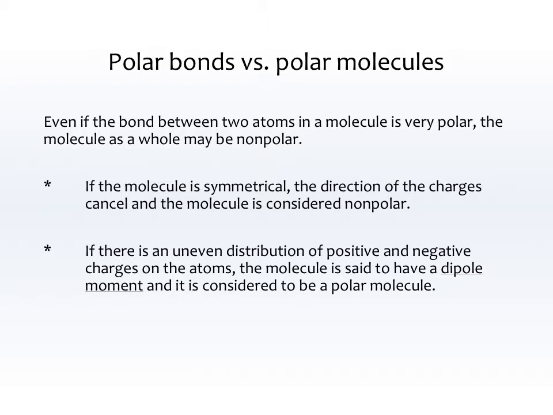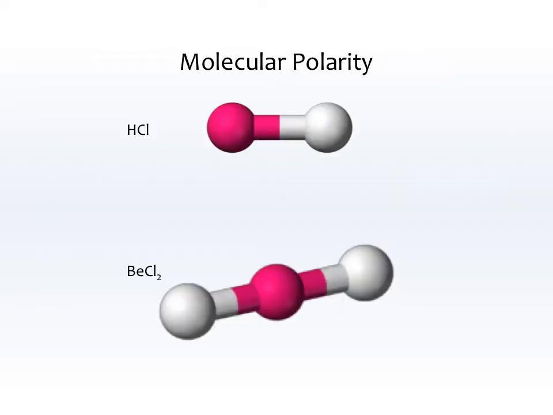The thing I want to talk about is polar bonds versus polar molecules, again from your definitions page of your notes. Even if the bond between two atoms in a molecule is very polar, the molecule as a whole may be nonpolar. If it is symmetrical, the direction of the charges cancel and the molecule is considered nonpolar. If there is an uneven distribution of positive and negative charges on the atom, the molecule is said to have a dipole moment, so oppositely charged at some point in time, and is considered to be polar. So if it's uneven or not symmetrical, it is a polar overall molecule, and we say that it has a dipole moment. Let's look at some examples.